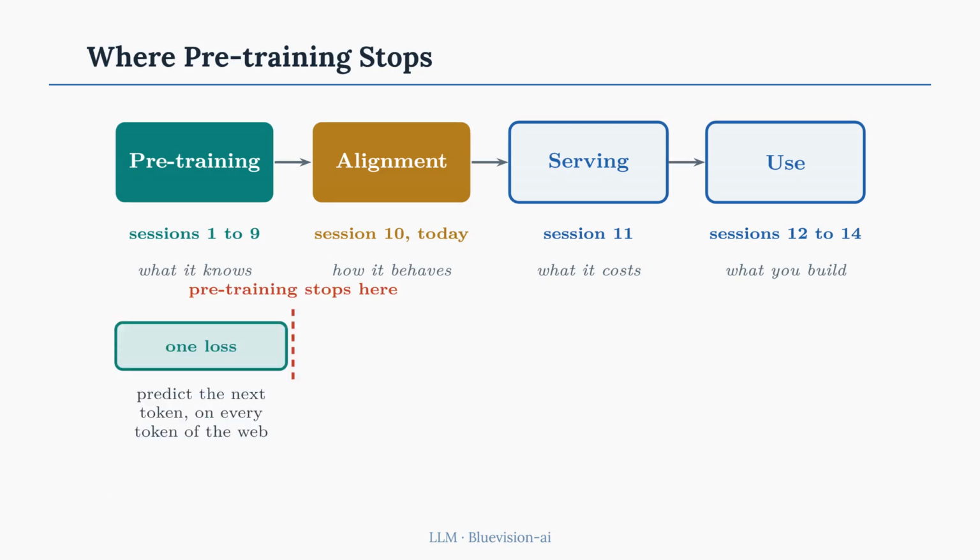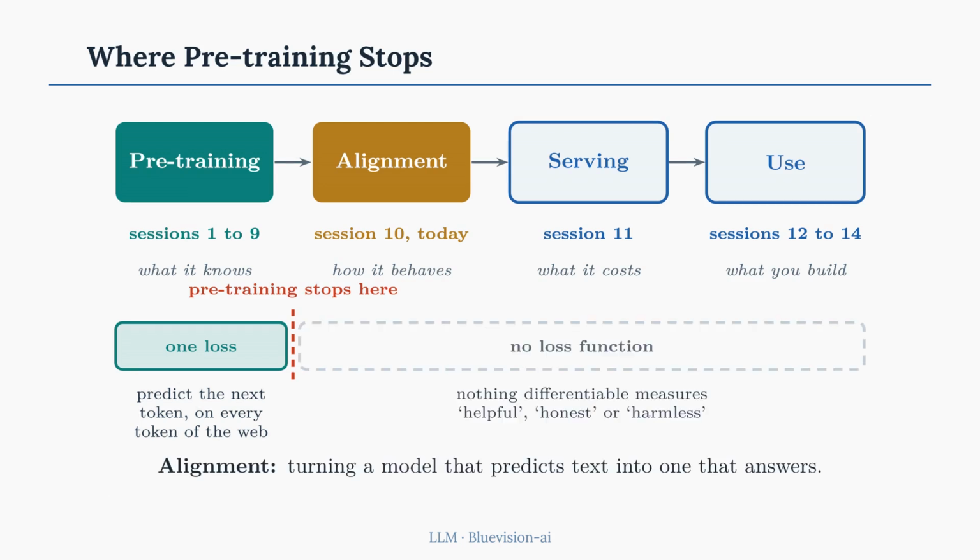Now look at what carried us through the first stage. 1 loss function. Predict the next token on every token of the web. Differentiable, cheap, defined everywhere. That single objective is the whole of sessions 1 through 9, and it stops here. Past that line, there is no loss function at all. Nothing differentiable measures helpful, or honest, or harmless. So alignment is this: turning a model that predicts text into one that does what it's asked, without the one tool that got us this far.